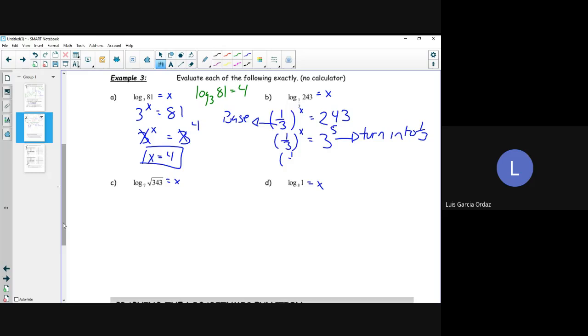So we got 1 over 3 to the x is equal to 1 over 3 to the negative 5, which means our final answer is what? x is equal to negative 5. Which means when we write this all out again, we get log base 1 over 3 of 243 is equal to negative 5.